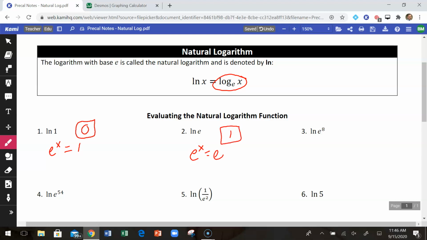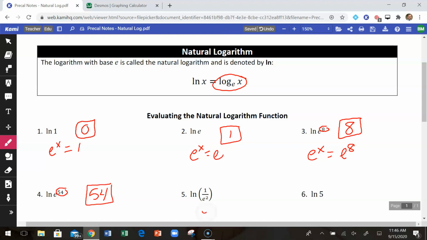Here I would have e to what power is equal to e. That's going to be e to the first. Here we have e to what power is equal to e to the 8th. That means we're going to get 8. So anytime you have natural log of e to a power, your answer is going to be that exponent. So the same thing occurs on number 4. We get 54 as our answer.